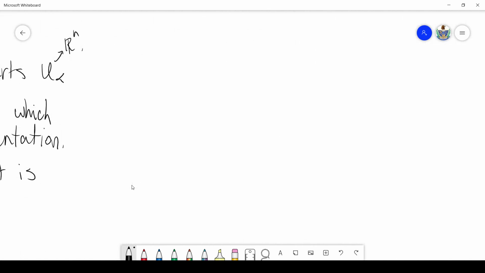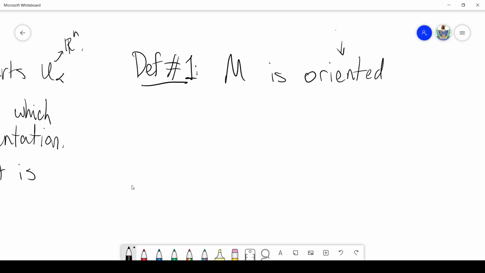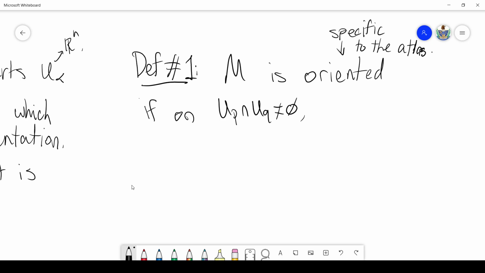So our first definition is: M is oriented, and remember this is specific to the atlas, or the coordinates on M, if on non-empty overlaps of charts, the determinant of the transition, which again looks like this, so this is a Jacobian of the transition functions, is positive everywhere on this region.